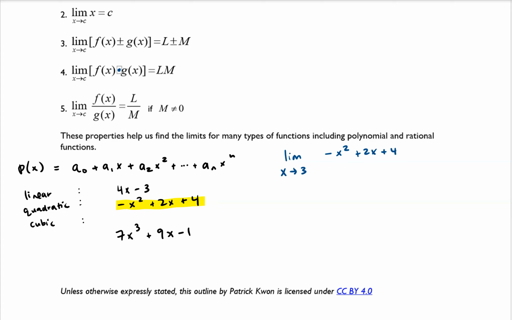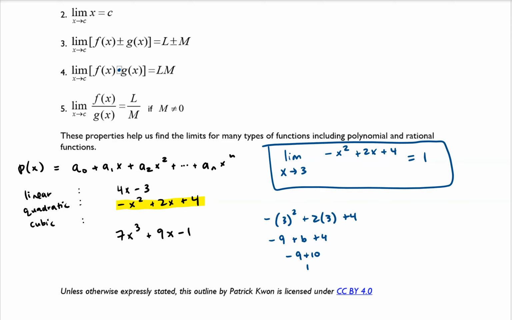So I'm going to come off to the side here, plug in 3. And so 3 squared is 9, so we have negative 9 plus 6 plus 4. And 6 plus 4 is 10. And so that simplifies to 1. So the limit of this thing here, that limit is equal to 1. So again, it's really nice that polynomials have this property or characteristic that when you're finding the limit of them, you can just plug in the value that x is approaching, and that will be your limit.